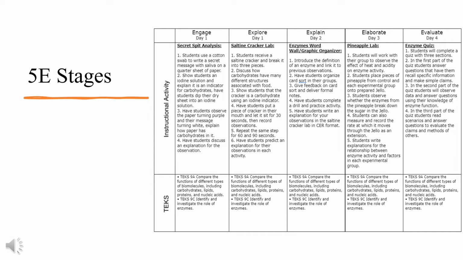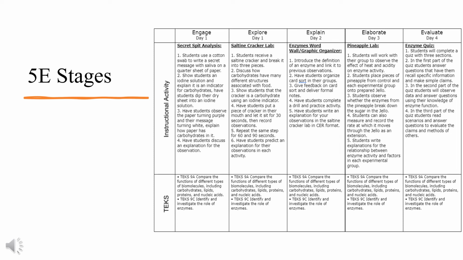And then they will write explanations for the relationship between enzyme activity and the factors in each experimental group. This part right here is very important. We need to address misconceptions during the elaborate phase, and they're just looking at examples of this phenomenon, enzymes breaking things down, again in another hands-on experiment. On day 4, we'll go over an enzyme quiz.